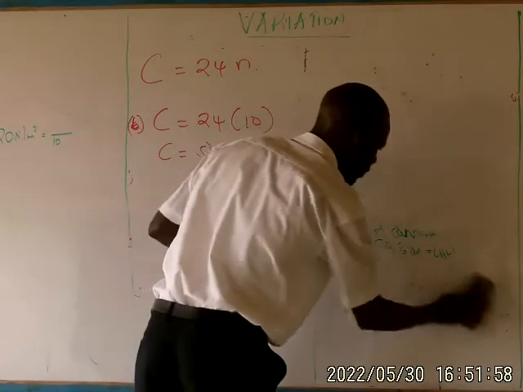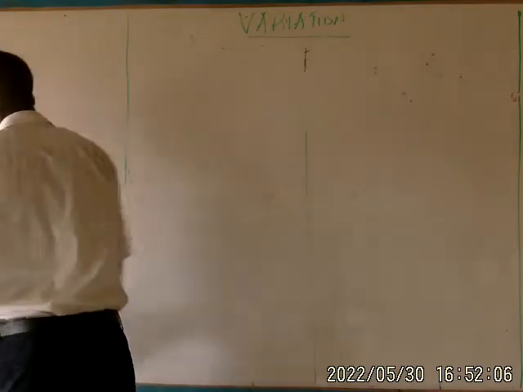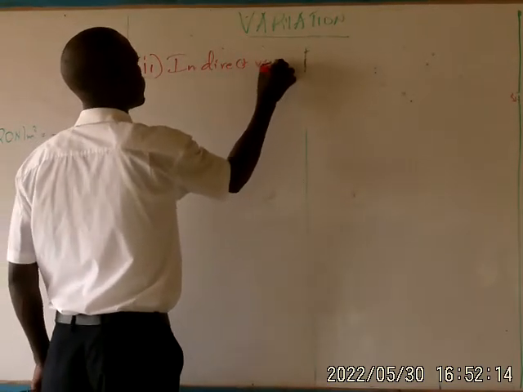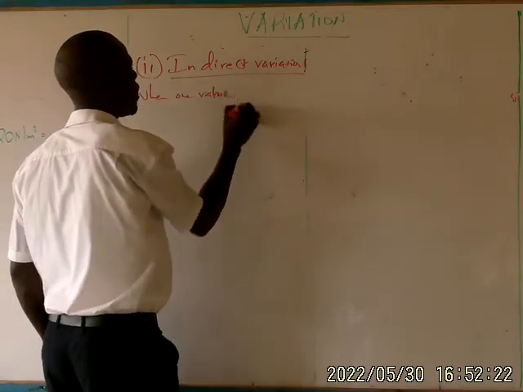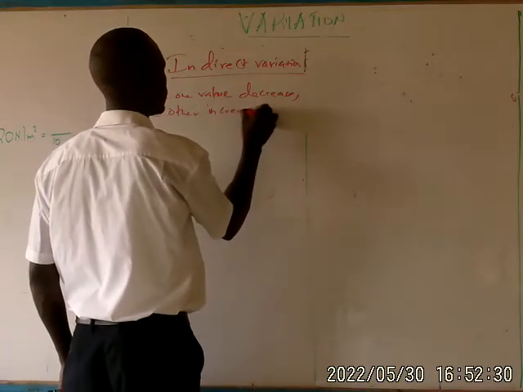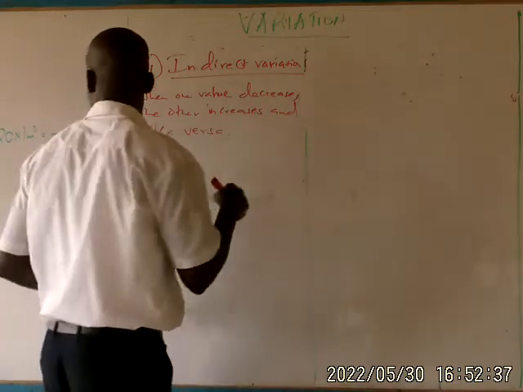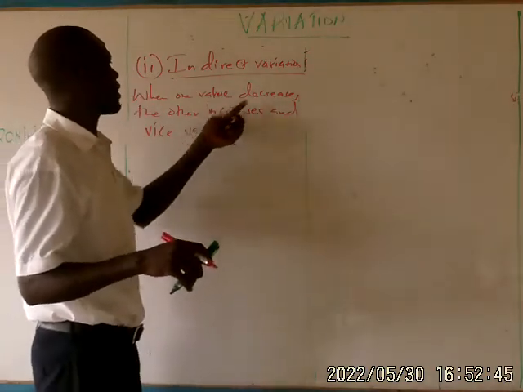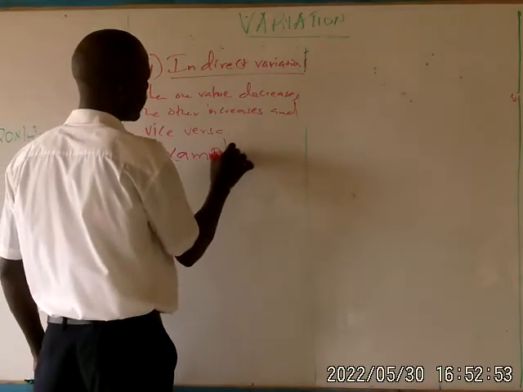Now, we look at indirect variation. Let us look at indirect variation. We have talked about also the second part here. We have written it as indirect variation. Now, in this case, when one value decreases, the other increases, and vice versa. So if one value decreases, the other increases. And in the other case, if it is increasing, this one will decrease. We want to look at an example.